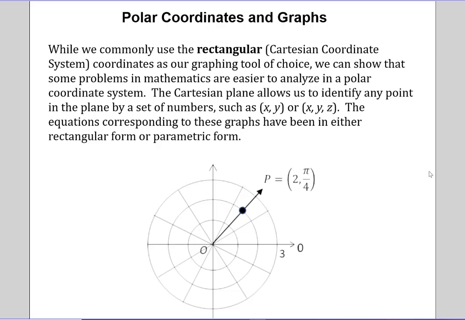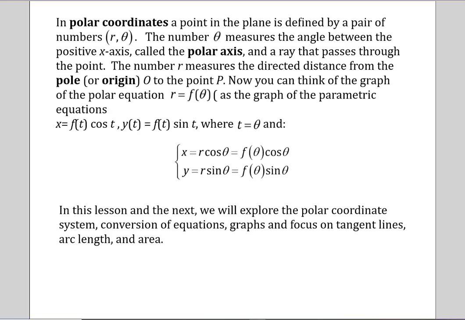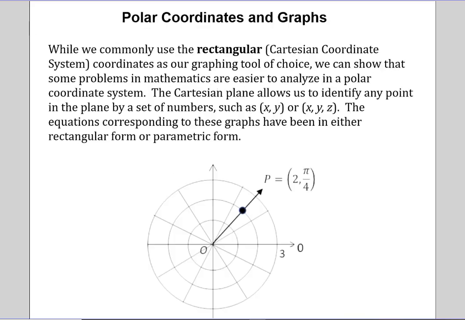The Cartesian plane allows us to identify a point with an x, y or, in three dimensions, x, y, z coordinates. The equations that correspond to these graphs have either been rectangular form or parametric form. But now we're going to look at polar graphs. In polar coordinates, a point in the plane is defined by a pair of numbers r and theta. The number theta measures the angle between the positive x-axis, called the polar axis, and a ray that passes through the point. And we saw that in this image here.